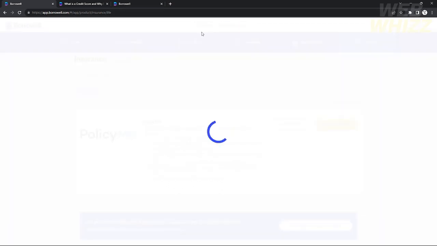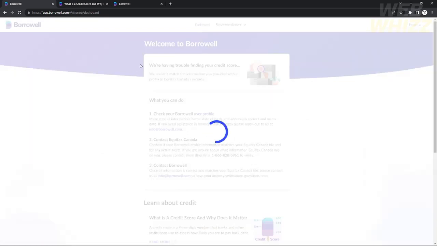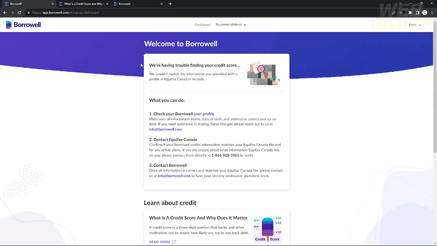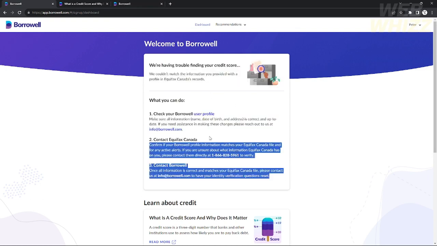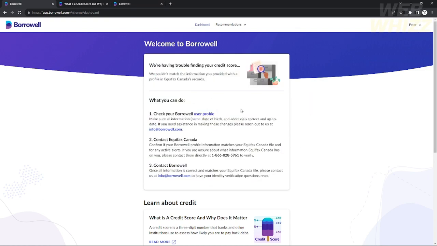And as I said earlier, this is only in Canada, and you need to be in Canada to use this platform, Borrowell. But if you're not from Canada, there are a lot of online platforms on the web that you can use to check your credit score based on where you're living. And that's it. That's how you use Borrowell.